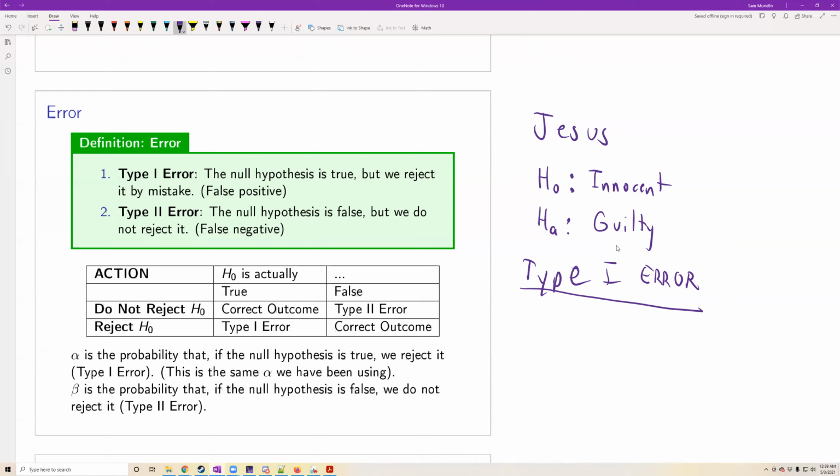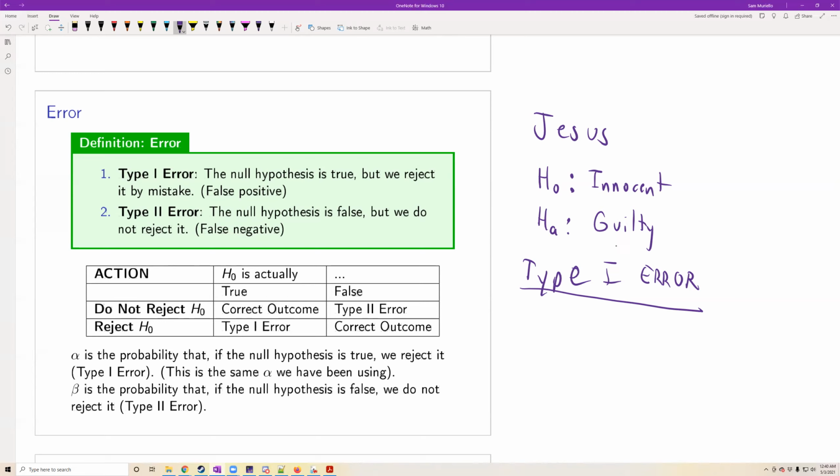Type 2 error would be the opposite. This would be that if somebody was guilty, we said, you know what, they're actually not guilty, and we let them walk free. In a court of law, type 2 error, obviously not great when we let criminals walk free, but type 1 error, way, way worse when you convict an innocent person. So in the court of law, we try to make it so that the type 1 error is as small as possible because it's very, very bad.